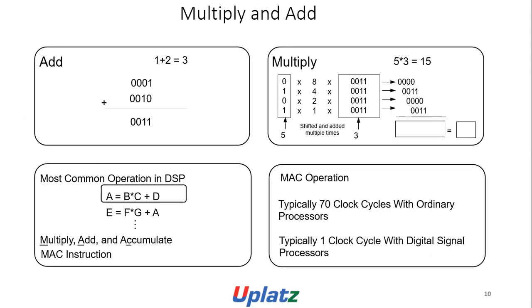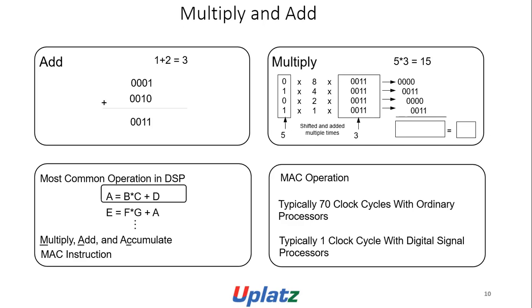Multiply and add: 1 plus 2 is added like 0001, 0010, so you get 0011. Multiply: we have 5 times 3 is equal to 15, so we have 0101 and 0011. First we multiply the lowermost term, the LSB, and we get 0011, then 0000, then 0011, 0000, and the output is obtained by adding all of them.